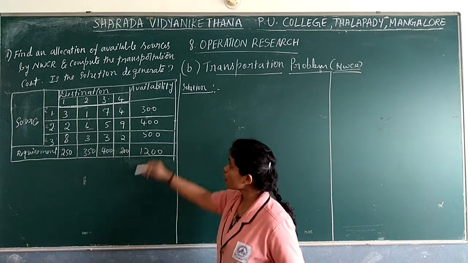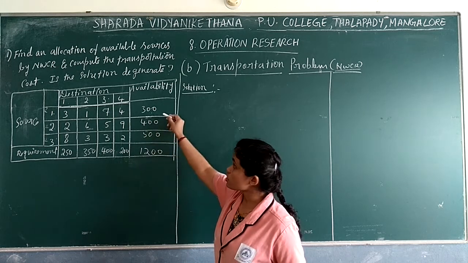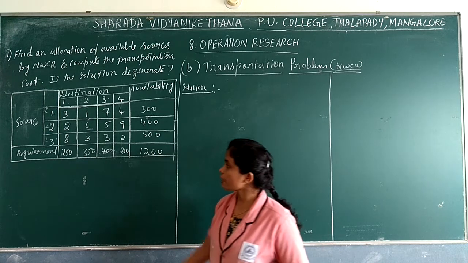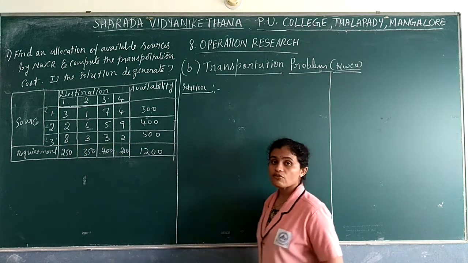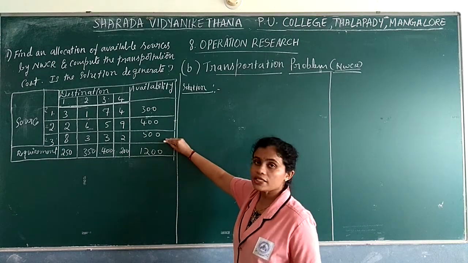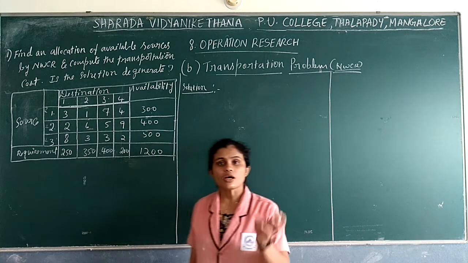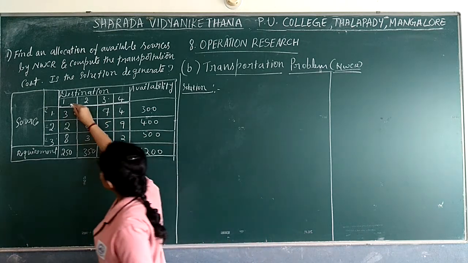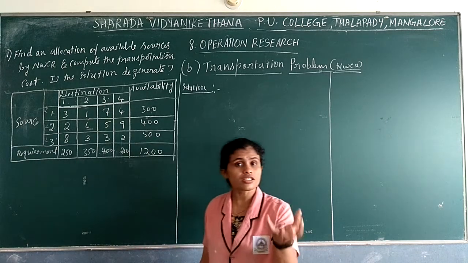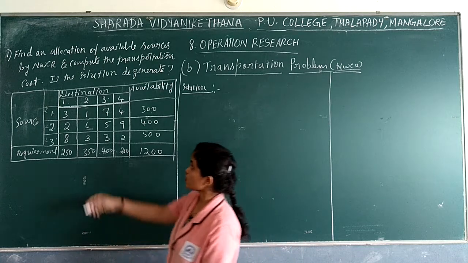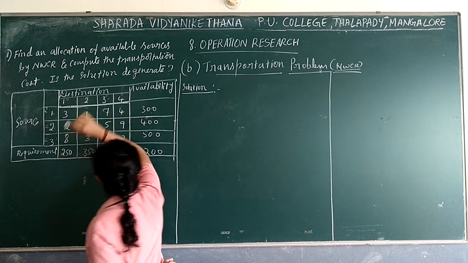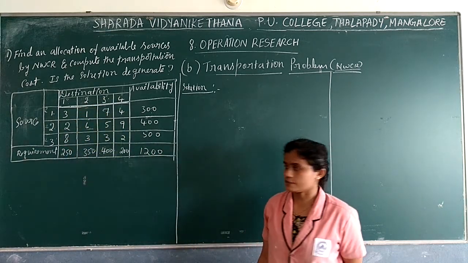In factory 1, we have 300 quantities of goods available. Factory 2, 400 quantities of goods are available. Then factory 3, 500 quantities of goods are available. These are the available quantities in the different factories. Now, where do we need to transfer? We have to transfer to these 4 destinations. Destinations will be your distributors, whom you have to transfer to. We may take them as distributor 1, distributor 2, distributor 3, distributor 4, or any of the wholesalers.